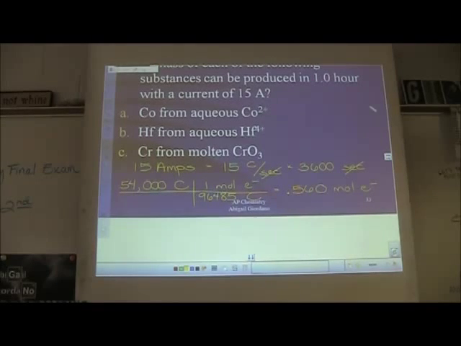We'll do letter A together. We are trying to make mass amounts of cobalt metal. And I've got an aqueous solution of cobalt plus 2. Could you please tell me what would complete this half reaction right here? Two electrons. Okay, great.